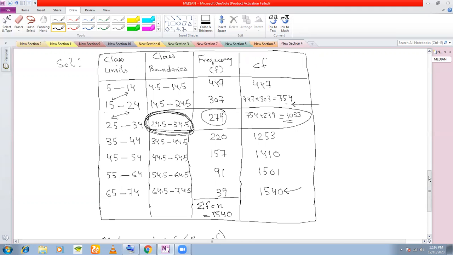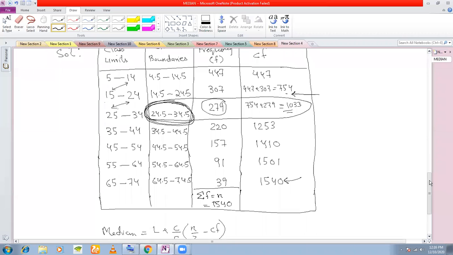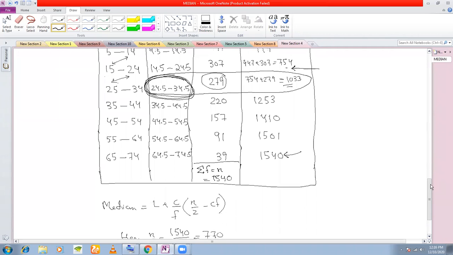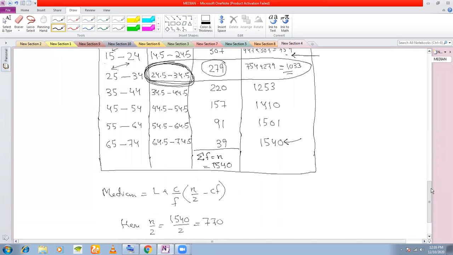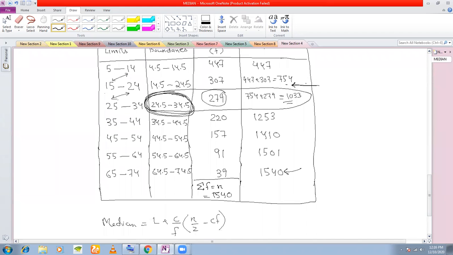Devanjan, is this very clear to you? Yes, sir. Okay, take note of all these. Don't make mistakes in these. So 770 lies after 754, and just after this will come your median class. So this becomes your median class.